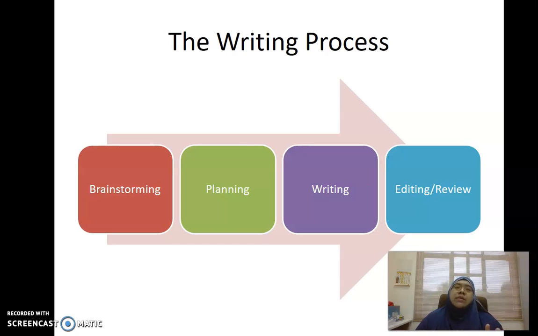And lastly is the process of editing or review. It can be reviewed by your peers, your friends, or your lecturers. Okay, so we go to the next one.